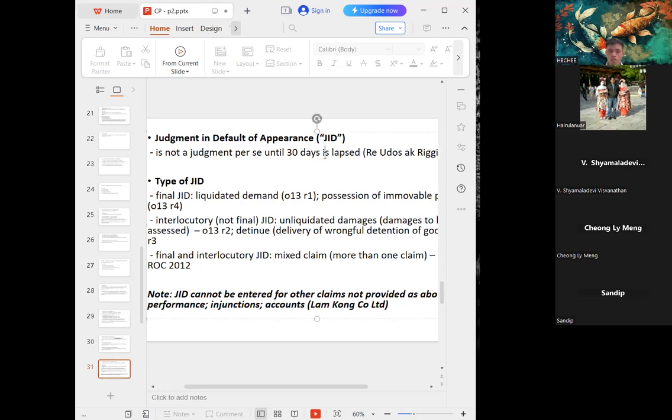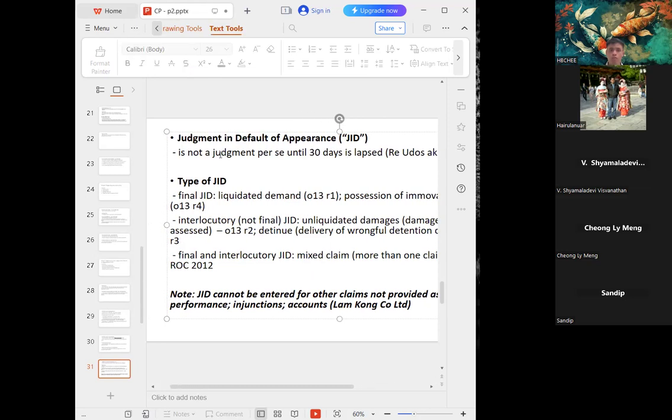But according to the case of Re Ulos AK Regain, a JID is not a final judgment until the 30 days have lapsed. Bear in mind that with the JID, you have a judgment in your hand already, but it is still not finalized. Only after 30 days have lapsed can you enforce the judgment, because the defendant may apply to set aside the JID.